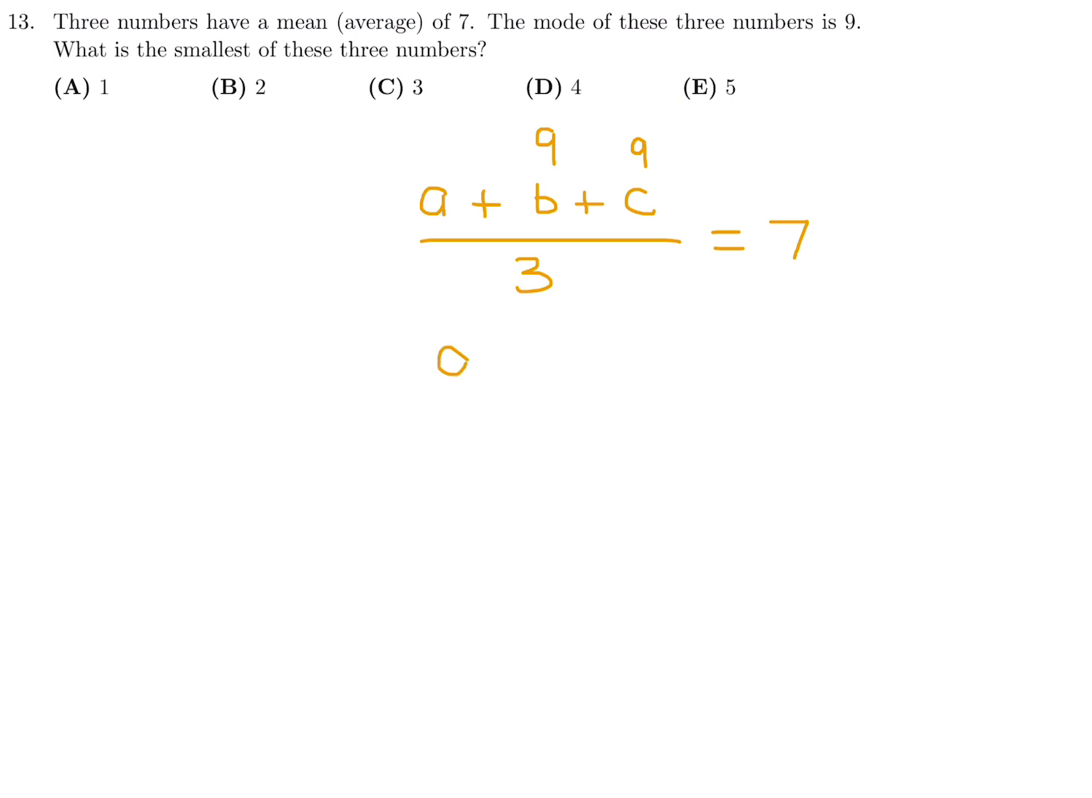So that means I've got A, then I've got a 9 and a 9. And when I add those up, they equal, if I cross multiply, 21. So that means A plus 18 is 21. And therefore A is equal to 3. So that third number, which I've called A, is 3. So number 13, the answer is C.